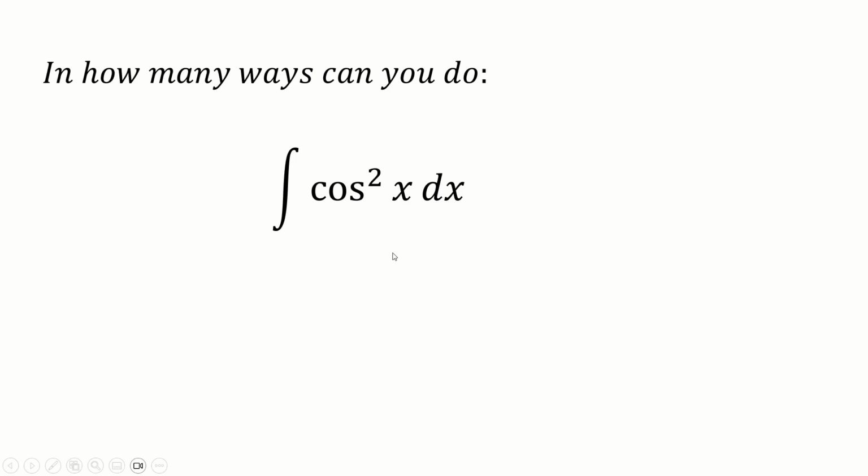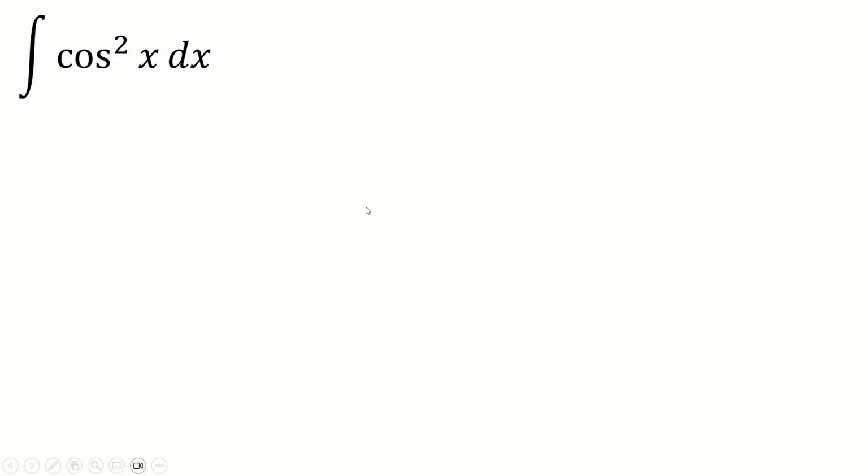In how many ways can you integrate cos squared of x? I'm going to do it in a few ways. Let's get started. You can try it yourself if you want to. The obvious way first is to do the standard result, which is to use double angle formulas.